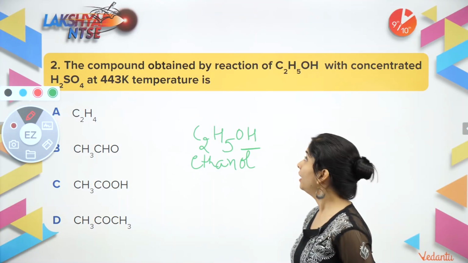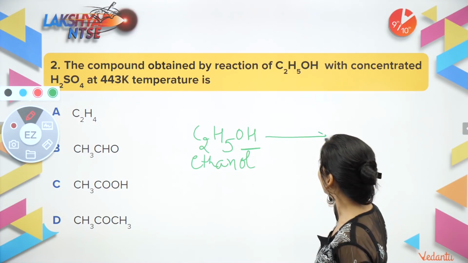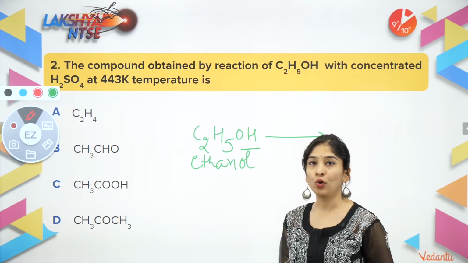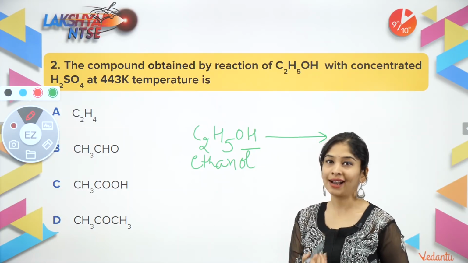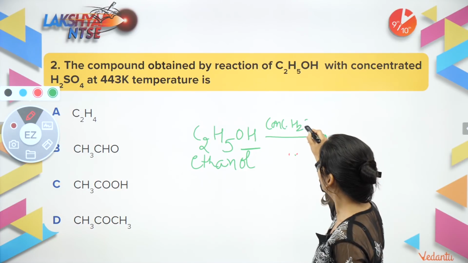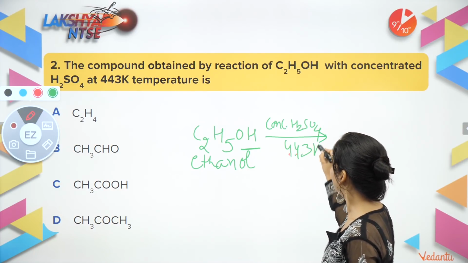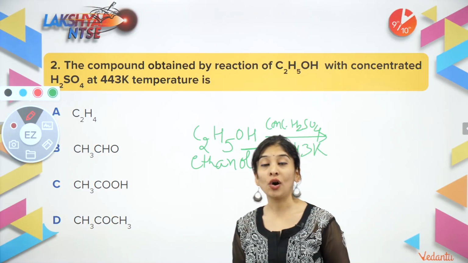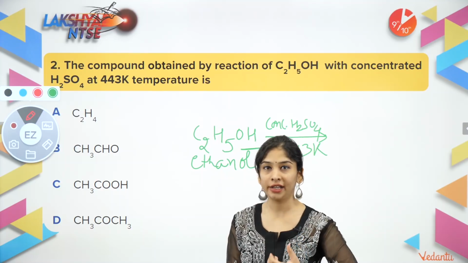This is our ethanol, and I just put concentrated sulfuric acid into it and applied 443 Kelvin temperature. That's a very specific reaction. अच्छा, इसके बारे में let's just give you information. What exactly is this concentrated sulfuric acid? So this concentrated sulfuric acid is known as dehydrating agent.